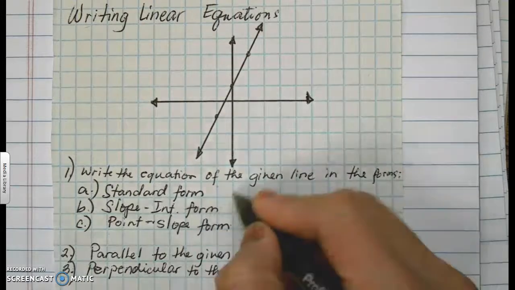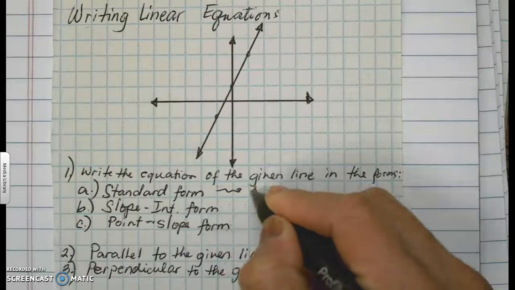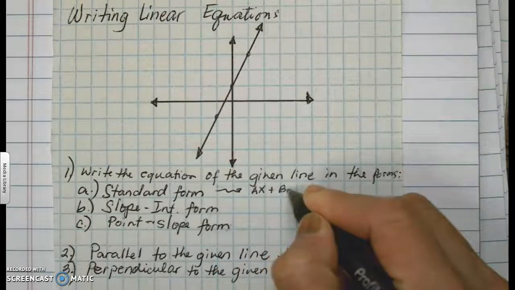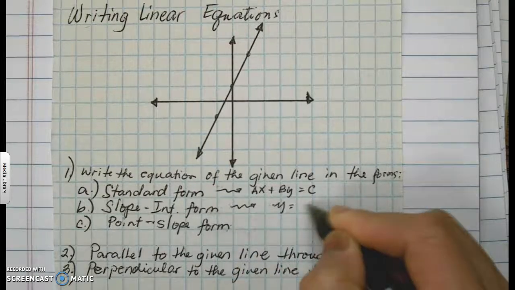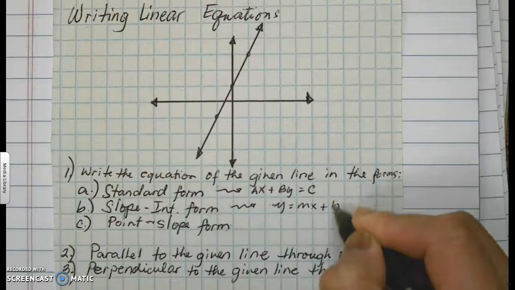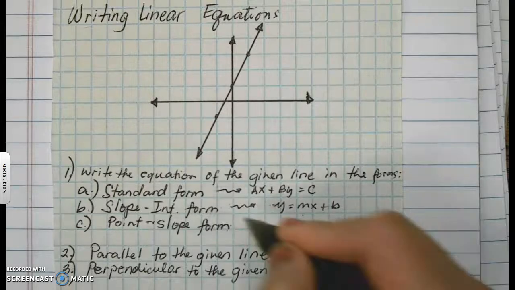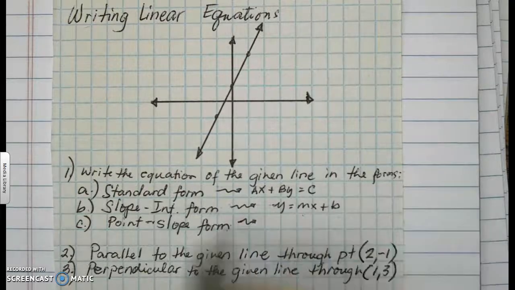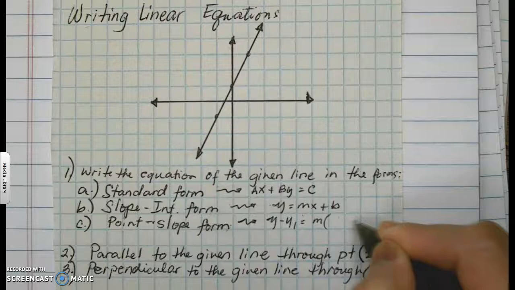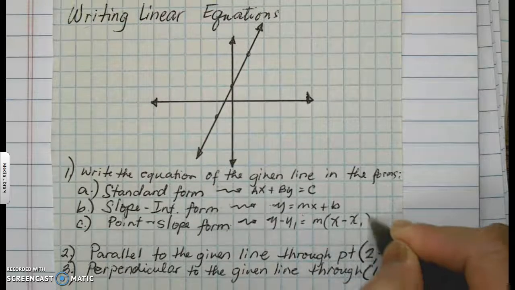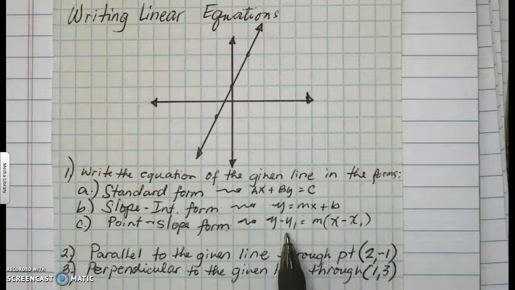The standard form for linear is ax plus by equals c, and this is on your math chart. Slope intercept is y equals mx plus b, where the m is the slope and the b is the y-intercept. Point slope form is used when you're given a point and a slope. So you will have y minus y1 equals m times x minus x1, where the x1 and the y1 are the coordinates of your point, and the m is your slope.